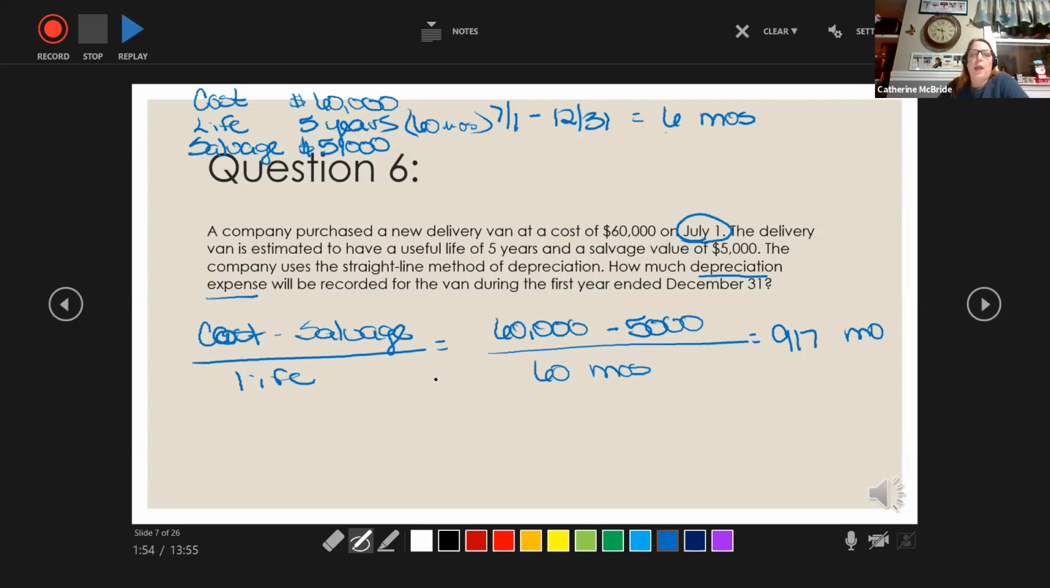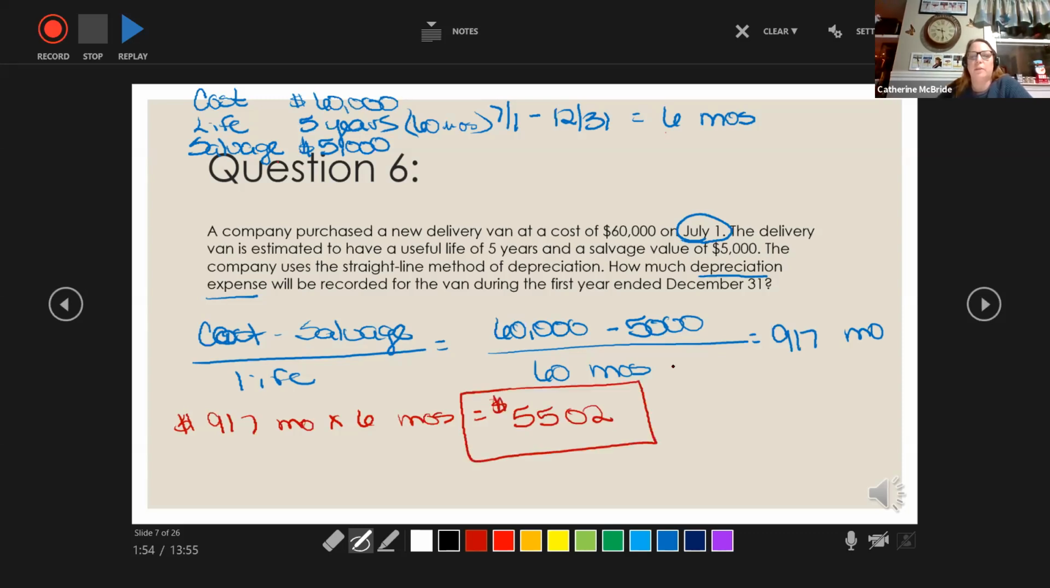So I want to know how much expense is there for July 1st through December 31st. So what am I going to do? Multiply by 6. Yep, 917 a month times 6 months is 5,502. That's my depreciation expense. Does that make sense?